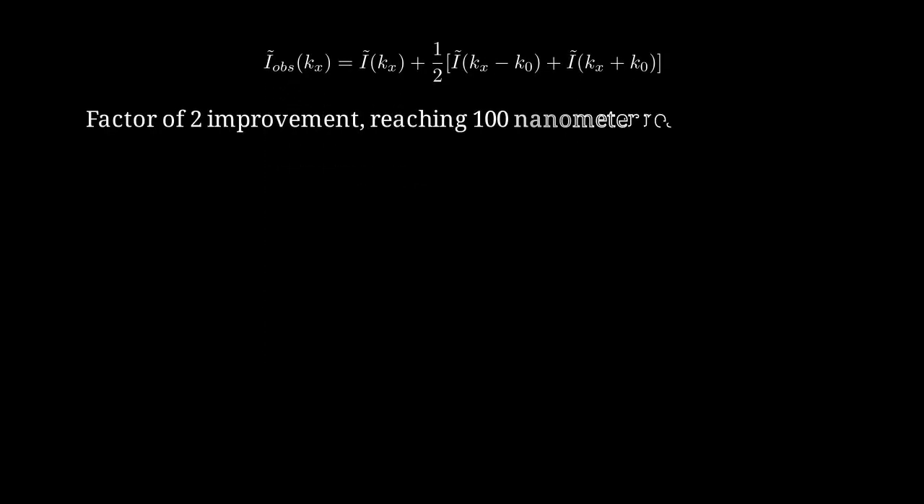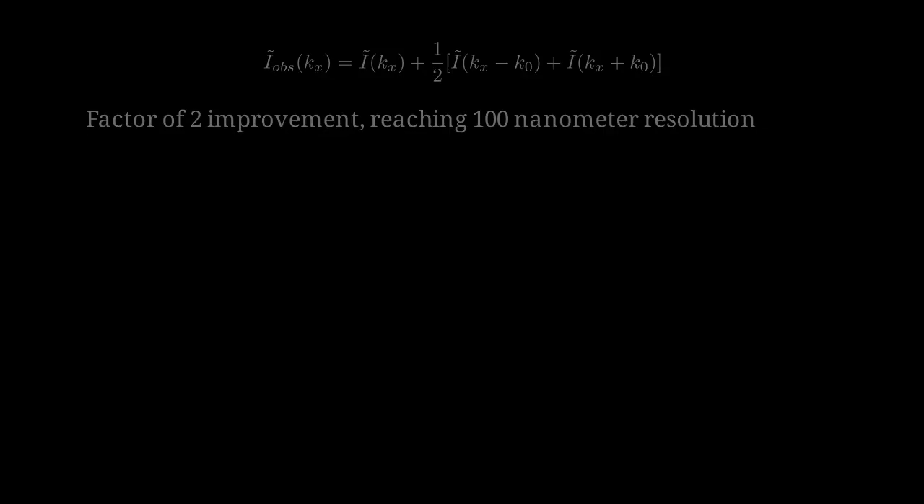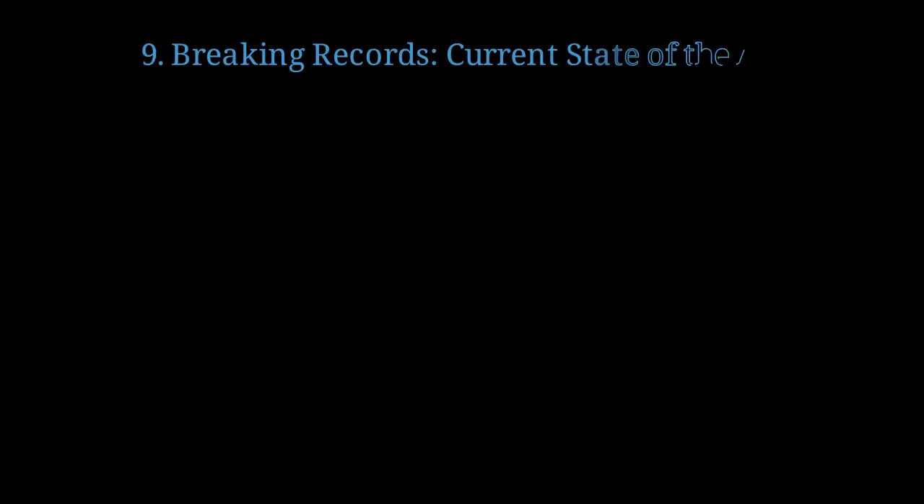Standard structured illumination gives a factor of 2 resolution improvement, reaching about 100 nanometers, while nonlinear variants push this even further. What are the absolute best resolutions achieved today? Let's look at record-breaking results. MINFLUX achieves 1 to 5 nanometer resolution by minimizing photon flux at the molecule position. DNA paint reaches 5 to 10 nanometers through transient binding. STED typically achieves 20 to 30 nanometers.